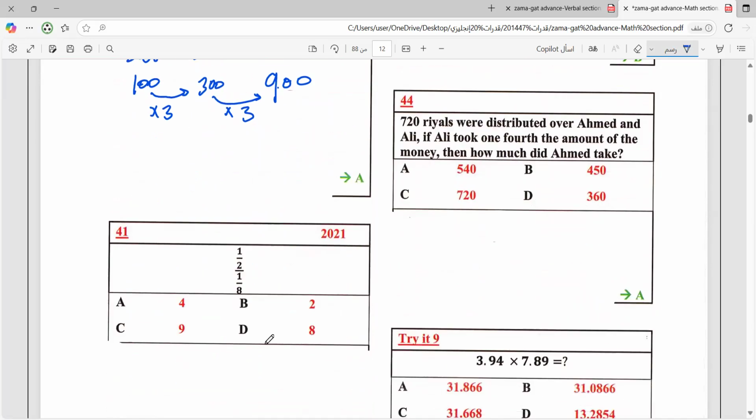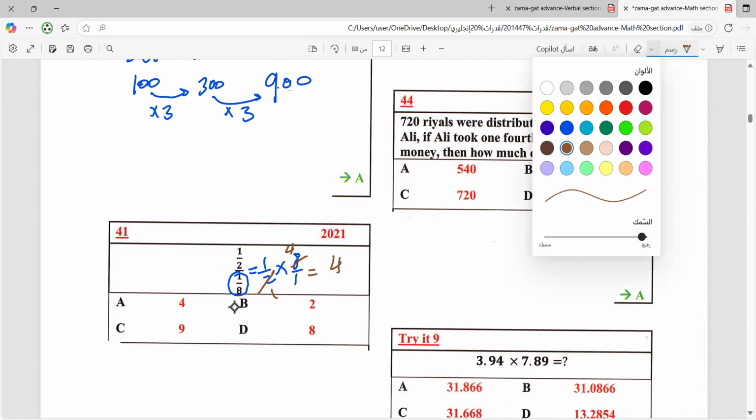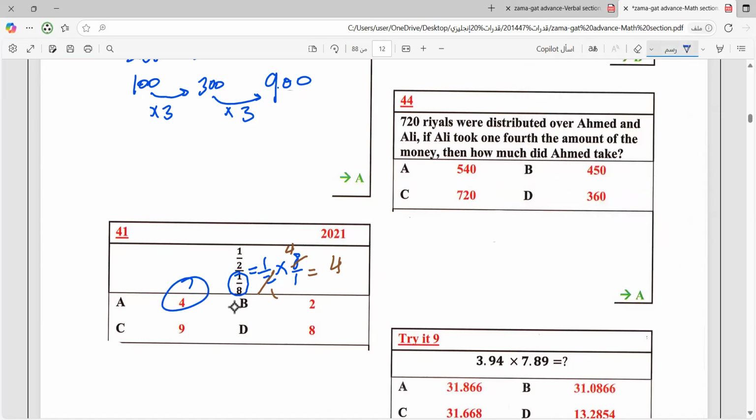Clear. Right, good. Okay, now here, the problem is half divided by 8. So we have 1 over 2, then you flip the fraction and multiply by 8 over 1, because we convert division to multiplication. Then simplify. 2 divided by 2 is 1, 8 divided by 2 is 4. So 1 times 4 is 4. So the answer is 4. Clear? It's easy, I think, right?